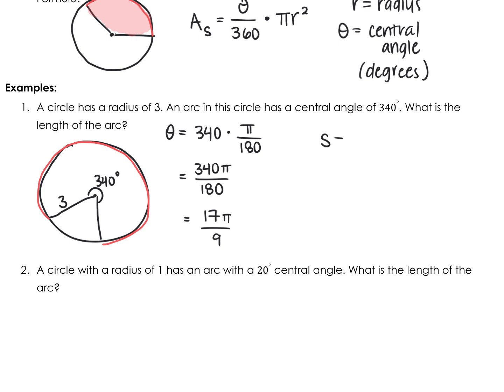So now to find my arc length, I take my radius 3 and multiply it by my angle, 17 pi over 9. What I'm going to do is 3 times 17, which gives me 51 pi over 9. And then I have to see if 51 over 9 simplifies. And it does. So it's going to give us an arc length of 17 pi over 3, sorry, over 3. Which, once I simplify it, is about 17.8.